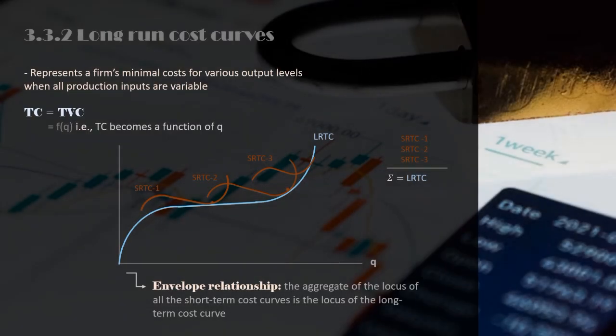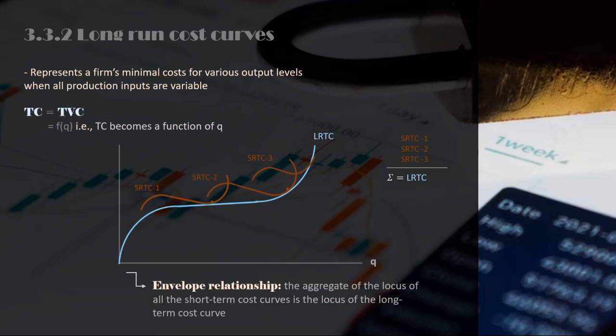For our second topic, it's long run cost curves. Here we can see if we add a number of short run total cost curves, we'll get a long run total cost curve, and the relationship that exists among them is the envelope relationship. The aggregate of the locus of all the short-term cost curves is the locus of the long-term cost curves.